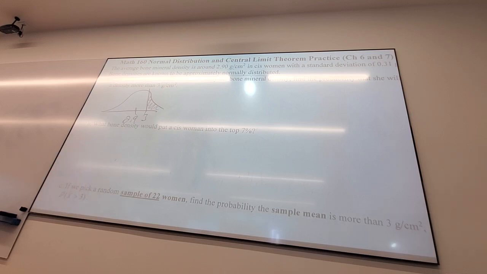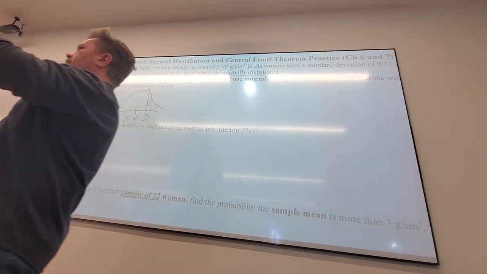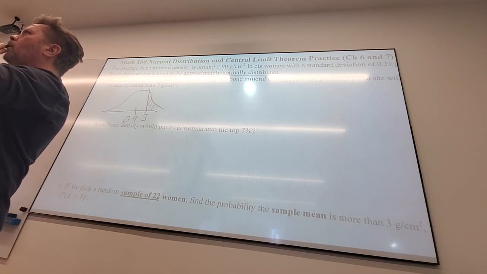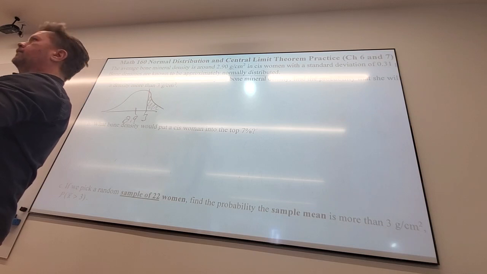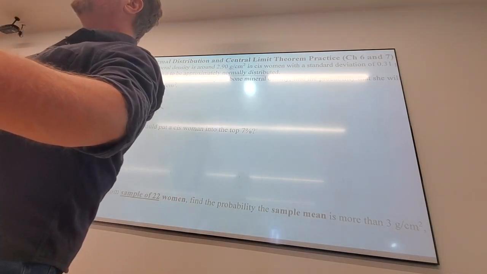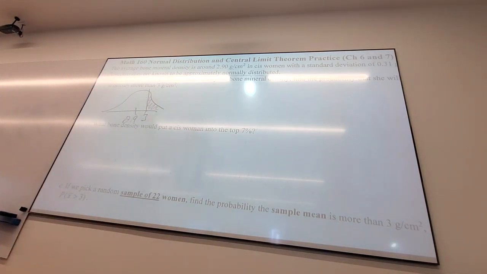Now somebody else tell me what's the next step. Find the z-score. Yeah, find the z-score. So this is an old problem, and it really isn't that old, but compared to chapter 7, this is old. This is a chapter 6 problem. Make a z-score, look it up, do 1 minus because we want above instead of below, right? That same old thing.